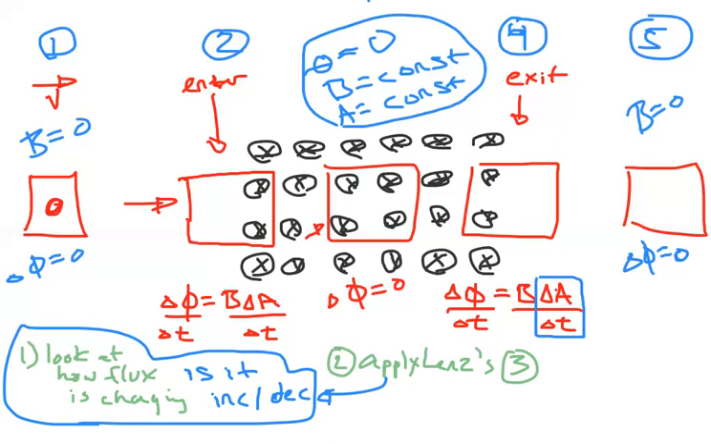Okay. And then after we apply Lenz's law, that's where we use the right-hand rule to get current direction. So we look at how flux is changing, apply Lenz's law, and then use the right-hand rule to get current direction. What right-hand rule am I using to get current direction?